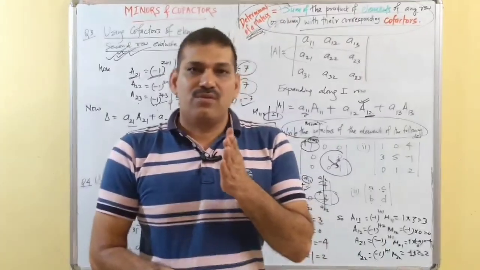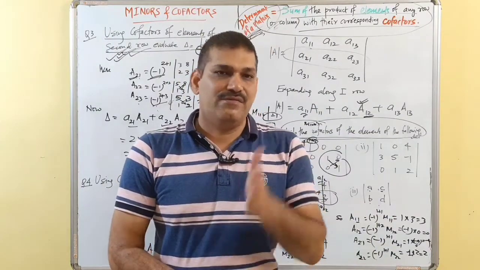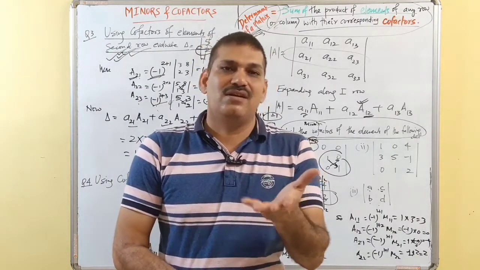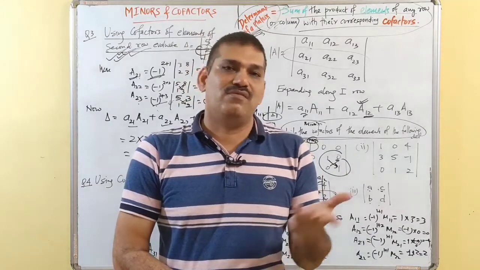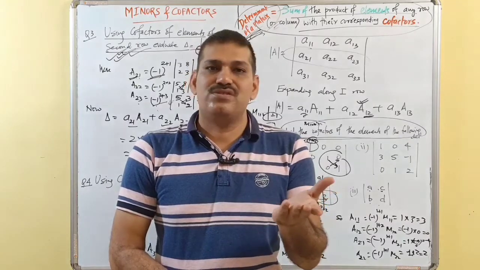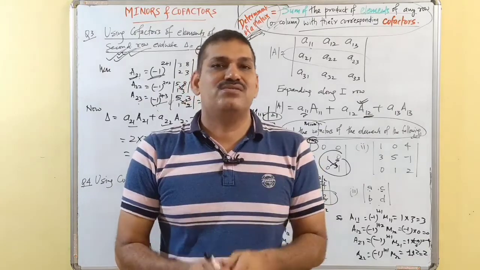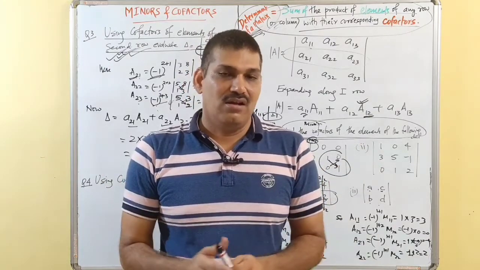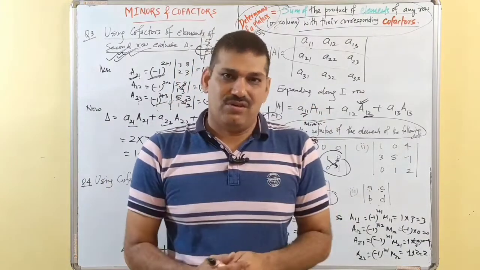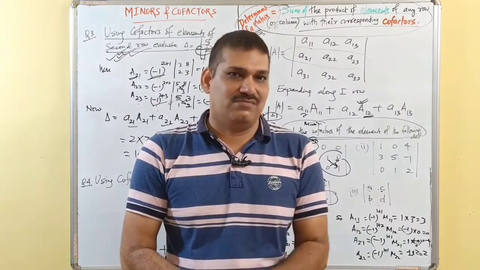Actually, the cofactors will be used to find the adjoint of a matrix, and with the help of adjoint of a matrix, we will be finding the inverse of a matrix, and with the help of inverse of matrix, we will be solving the system of linear equations. So we are preparing for the next topic, which is solution of system of linear equations. And for that, we must know what the cofactors are. And the transpose of cofactor matrix is adjoint of a matrix. We will talk about it in our next session. Thank you.